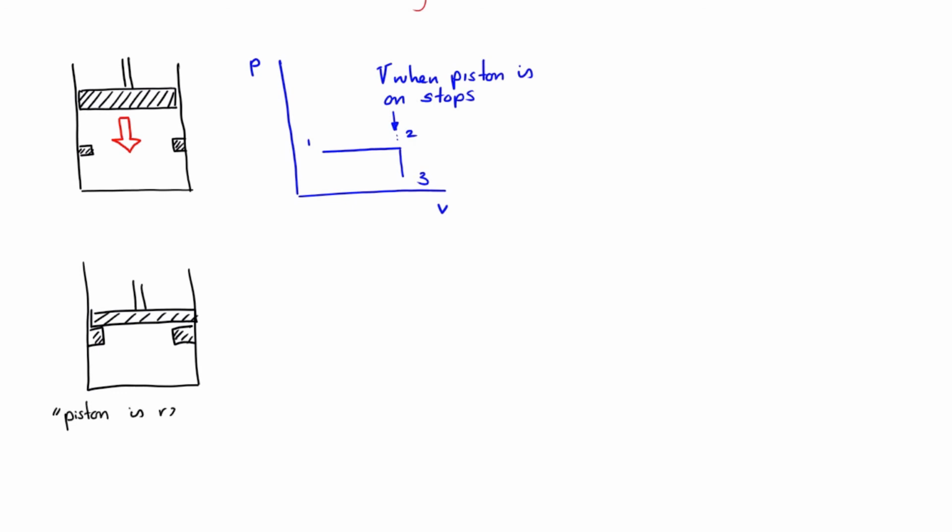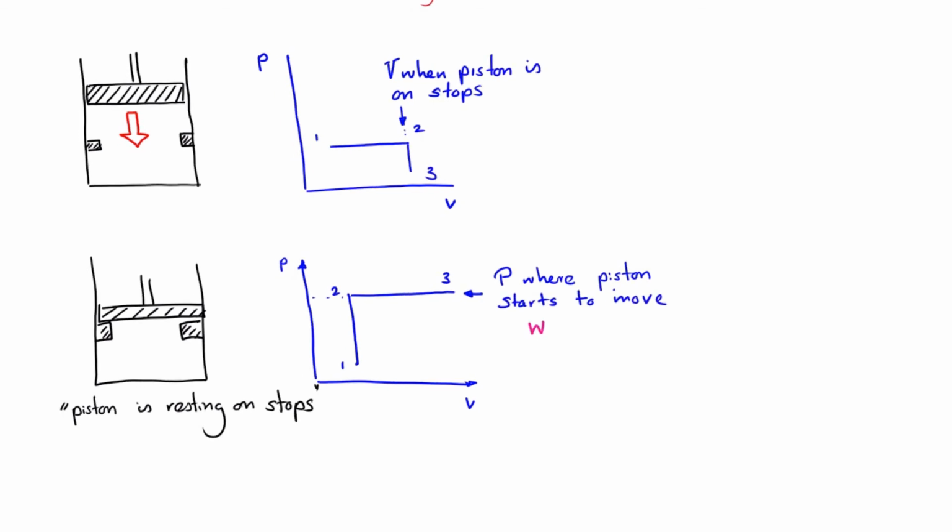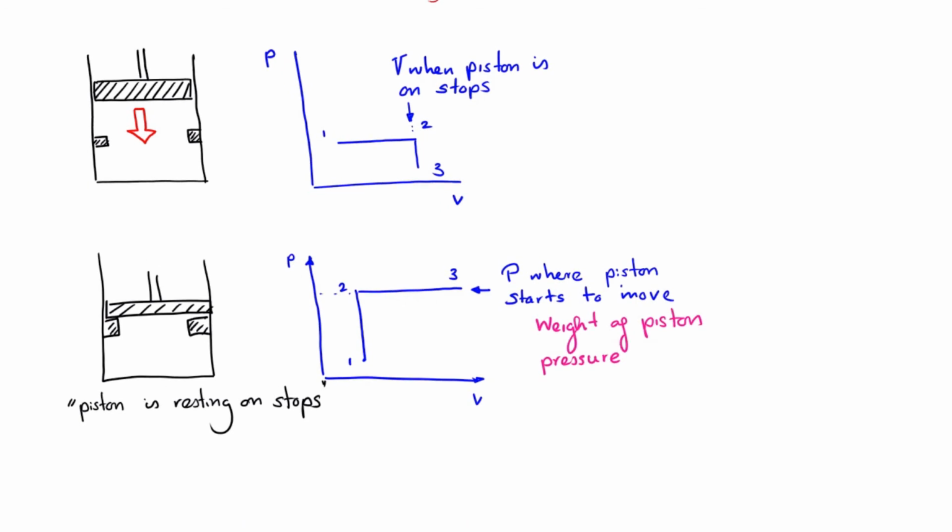When we are adding energy or removing energy from the system, things will change inside the system, and at some point pressure inside the system would be equal to the pressure from the piston. At this point, piston would start to move. So this pressure depends on the weight of the piston and pressure, etc. When the piston starts to move, we will see a process where pressure is kept constant. So remember, when the piston is resting on stops, the process is a constant volume process. When the piston is moving, process is a constant pressure process.